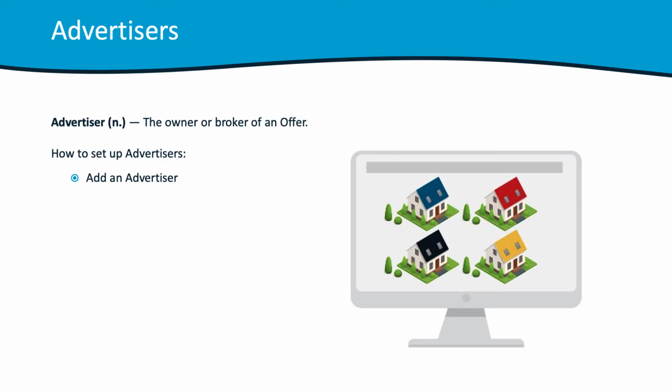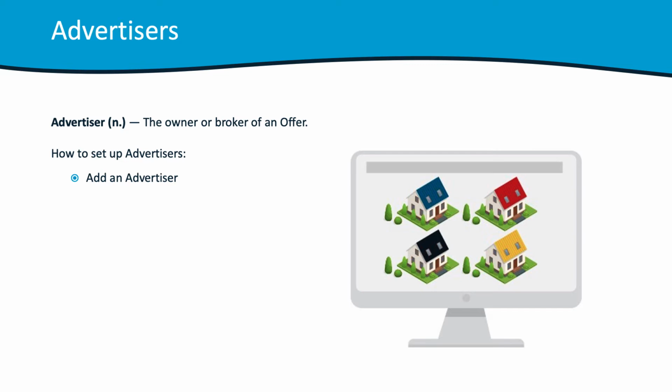So an advertiser, just to review, is the owner or the broker of an offer. Now, typically with what we would call a third-party offer, where you are working with affiliates to drive traffic to somebody else's offer, the advertiser plays a larger role because they own the offer.